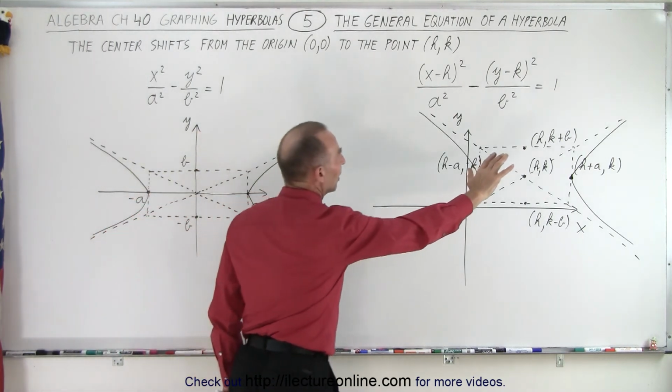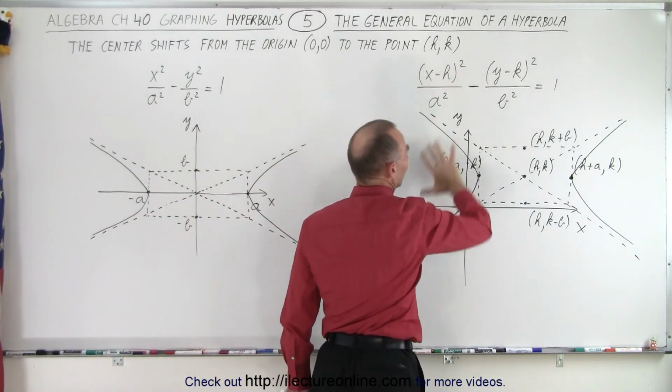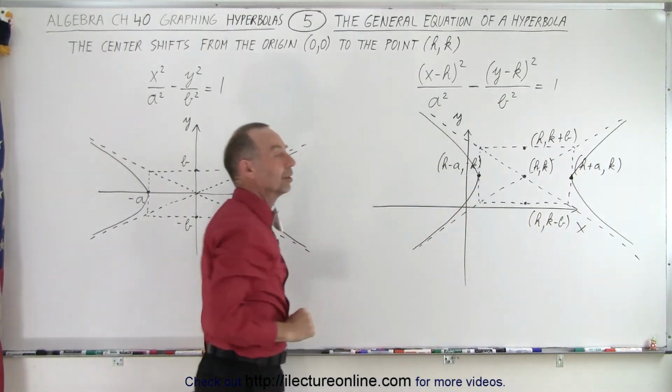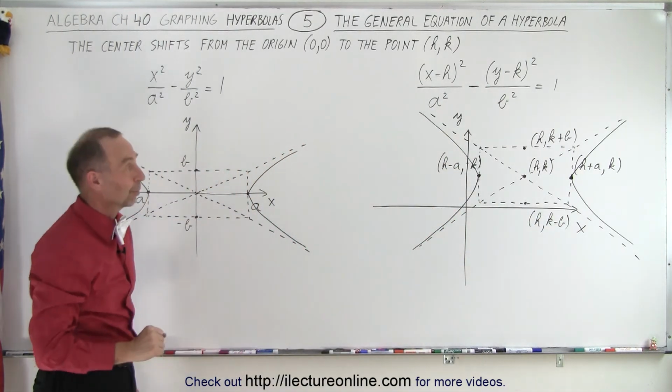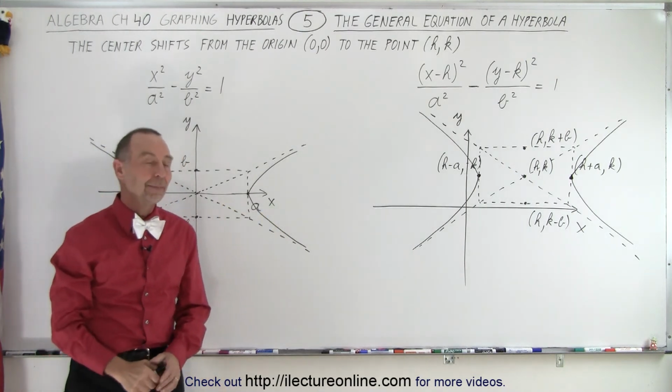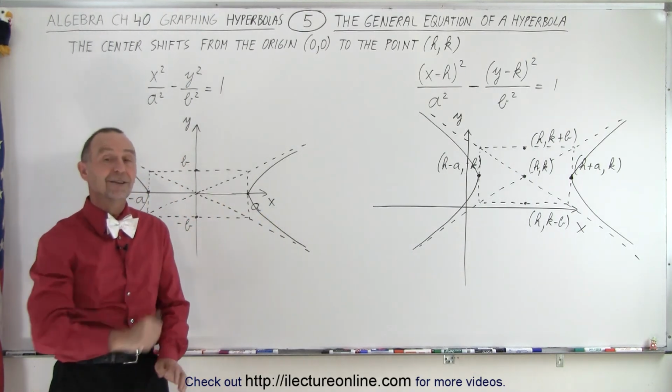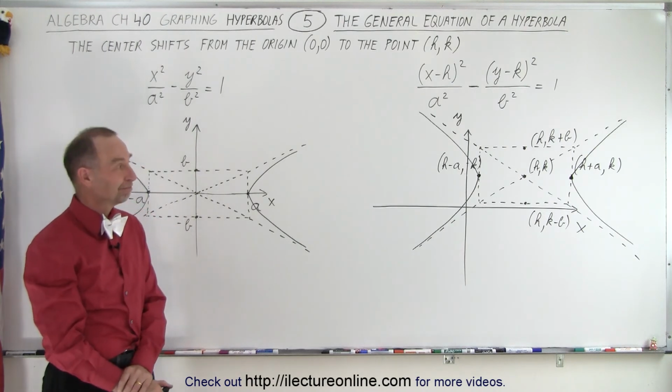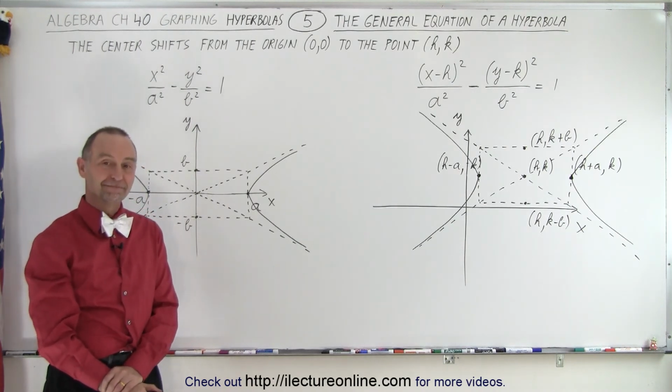So this now represents the more general equation of a hyperbola, and this is how you draw the more general equation of the hyperbola. Exactly the same, just everything offset by h and k, and that is how it's done. Pretty slick, huh?